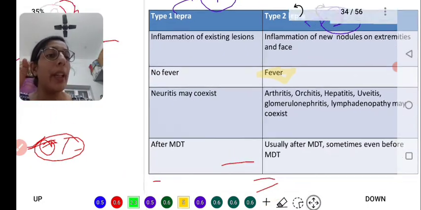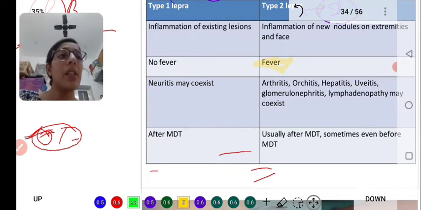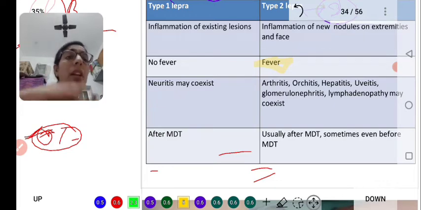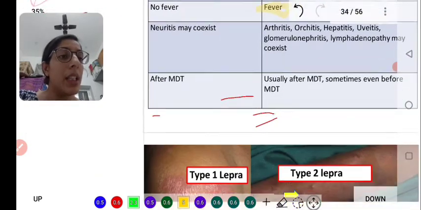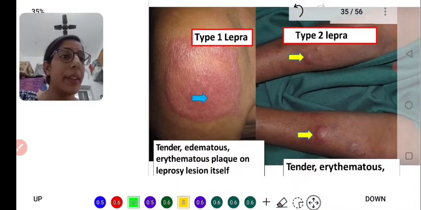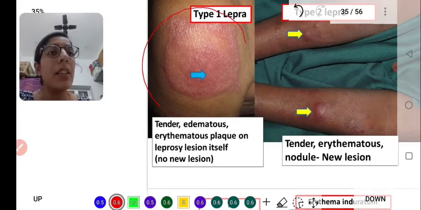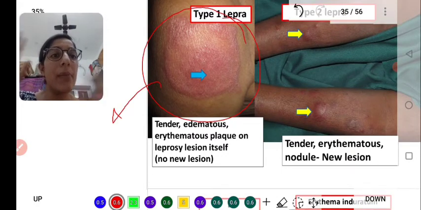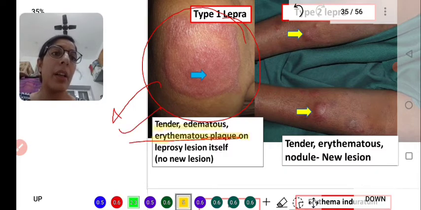While I told you that both reactions occur after MDT, sometimes type 2 lepra reaction may occur before the completion of the MDT or before MDT. Okay, let's see. Here you can see inflammation and erythematous margination. These are tender erythematous plaques. Okay, these are tender plaques.